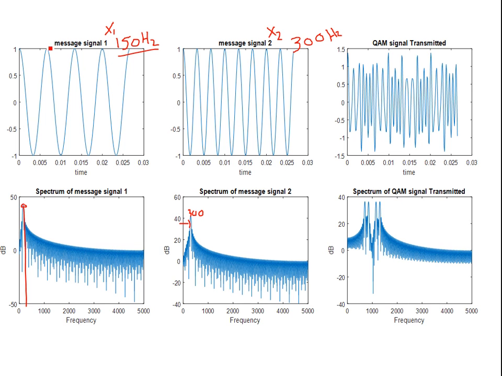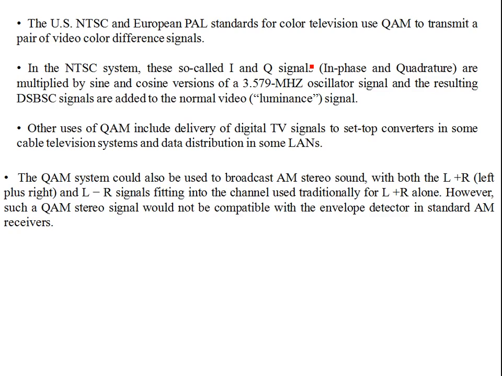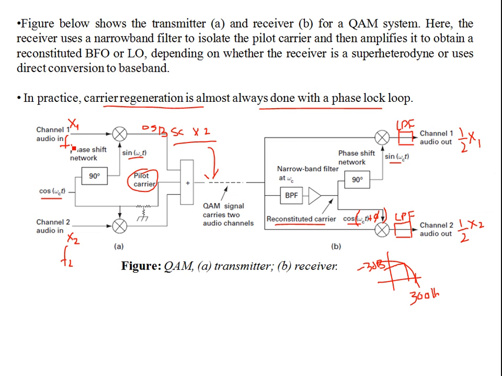So let's say for x1 we have 150, x2 is 300. So we have x1, f1 is 150. Then we have f2 as 300. These two tones are to be modulated by a carrier of, let's say, 1000 hertz.